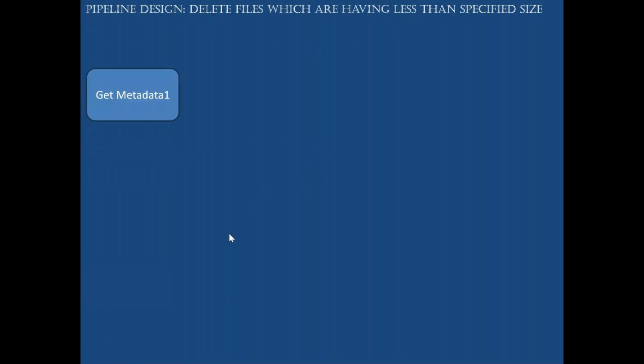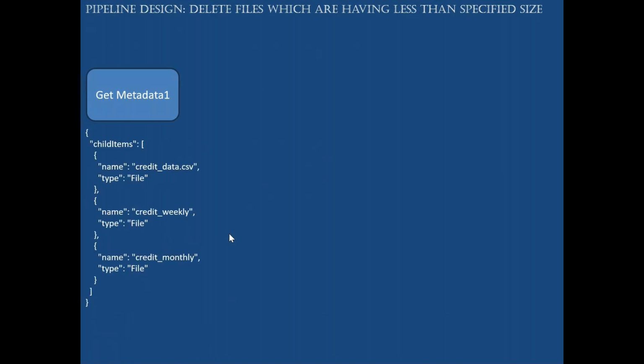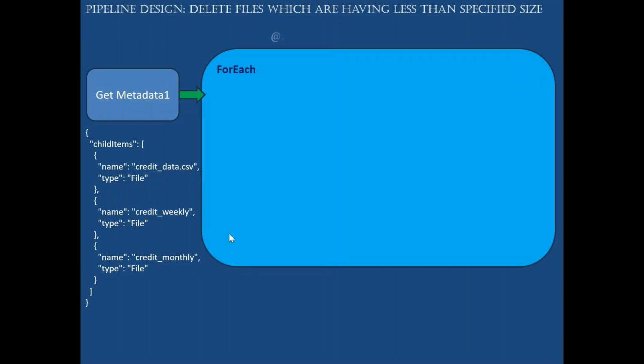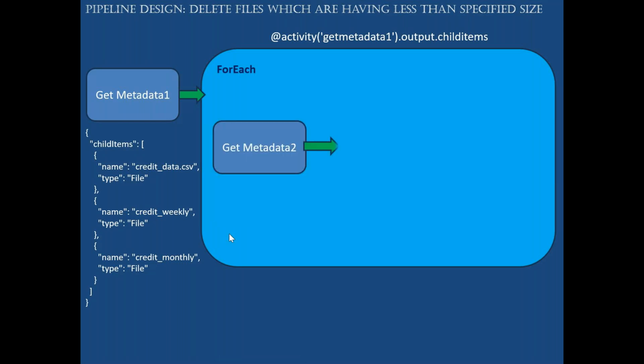Now, pipeline design for deleting the files which are smaller than a specified size. First we will use a get metadata activity to list down the files that you have. So maybe we have some files like daily, weekly, monthly files. Now you need to pass these files to which activity? For each activity, like this: get metadata one dot output dot child items. Inside for each, I need to use one more get metadata to get the size of the file.